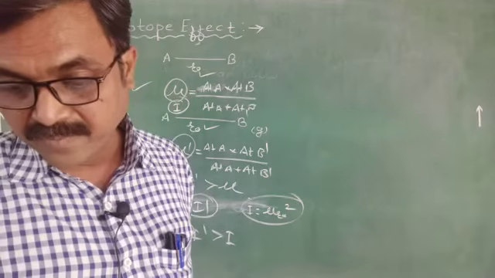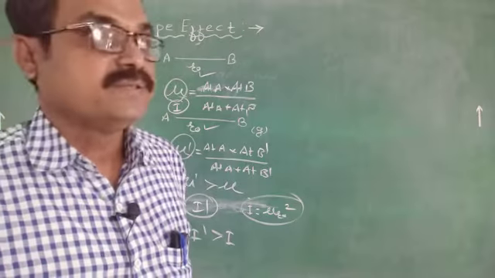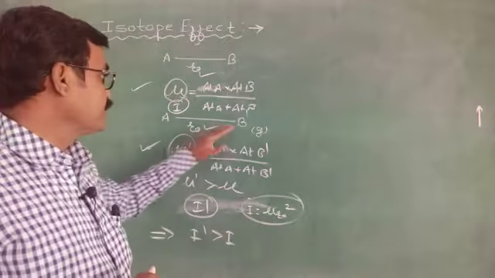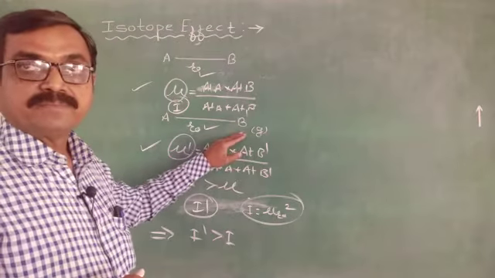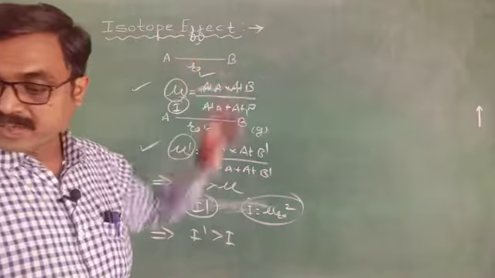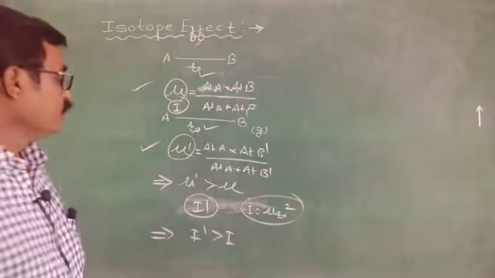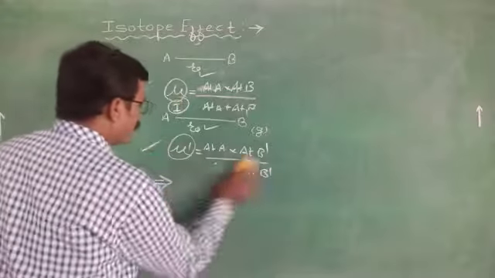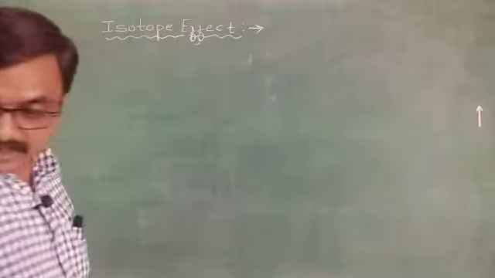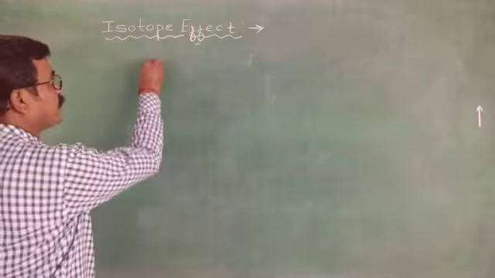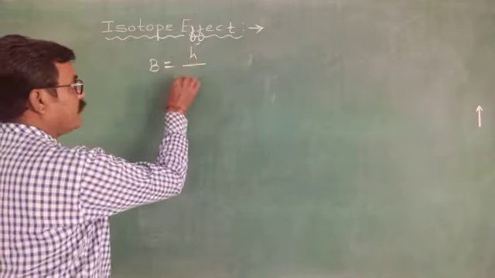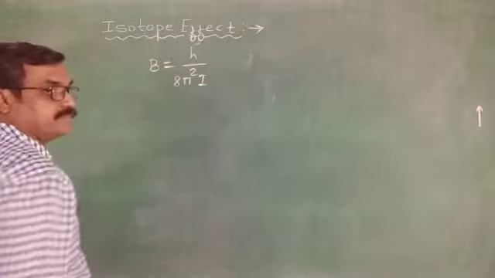From this it is clear that the moment of inertia and reduced mass of the isotopically substituted molecule AB dash are more as compared to molecule AB. Also you know the rotational constant B is inversely proportional to the moment of inertia, because the rotational constant B equals h upon 8 pi square I.